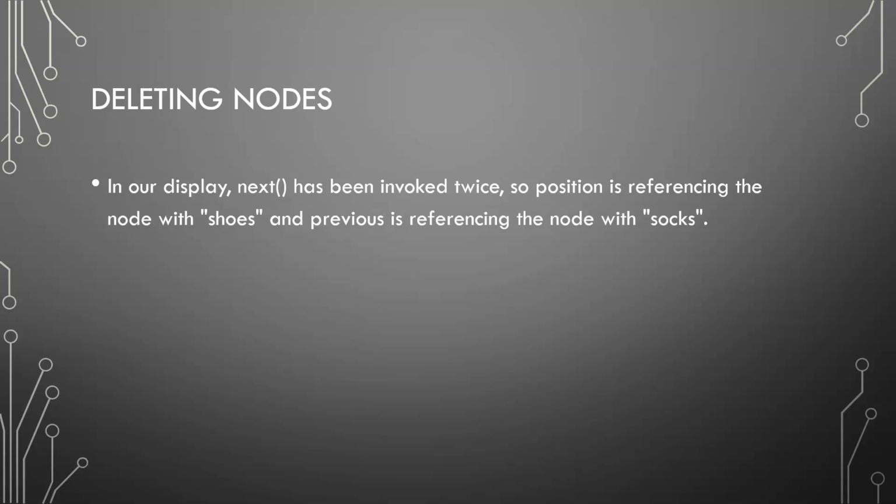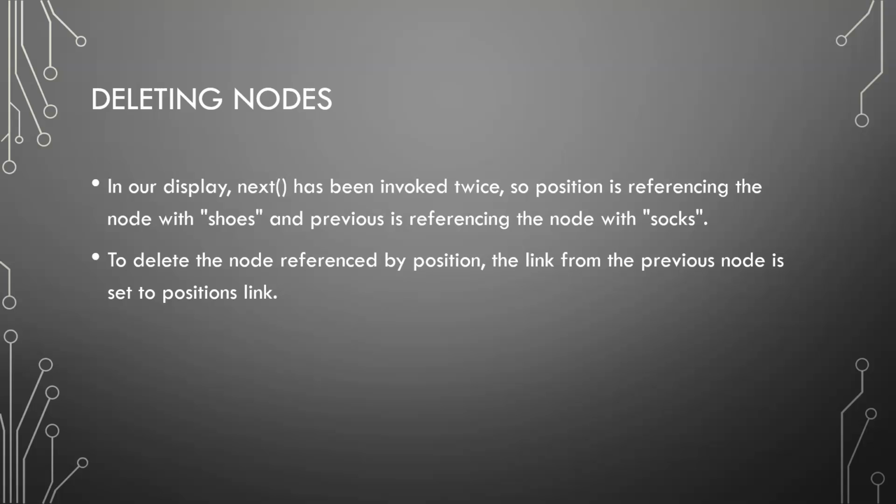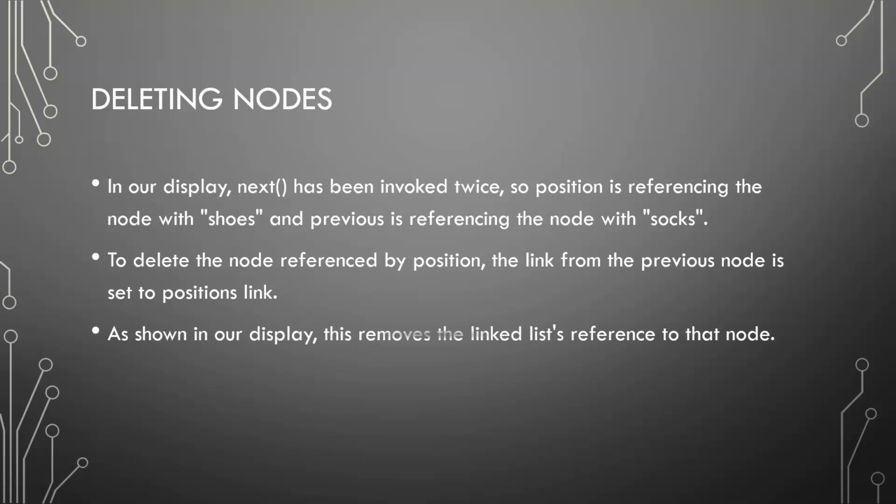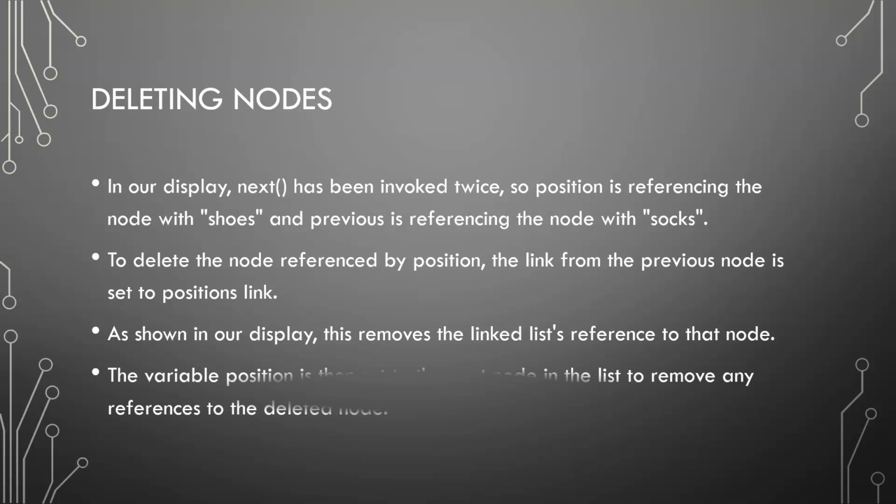All right, now in that display, you'll notice that next has been invoked twice. So position is referencing the node shoes, and previous is referencing the node orange juice. So delete the node referenced by position. The link from the previous node is set then to position's link. As shown also in the display, this removes the linked list reference to that node. The variable position is then set to the next node in the list to remove any references to the deleted node.